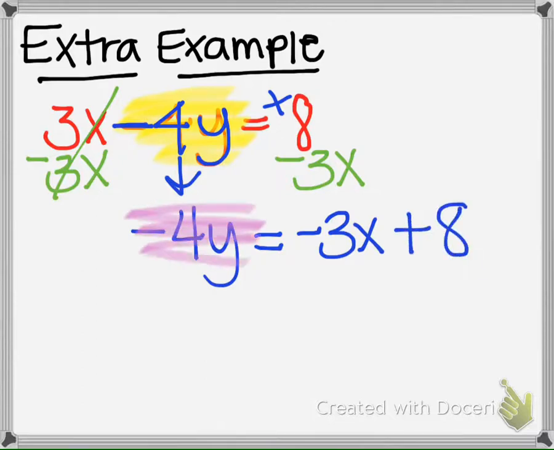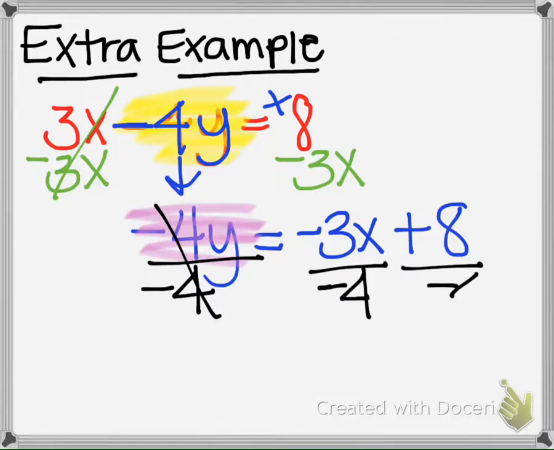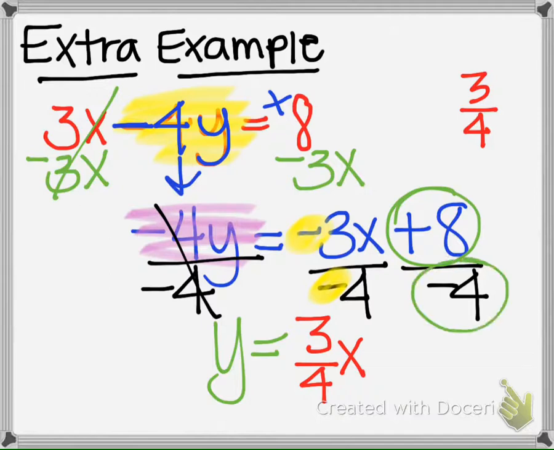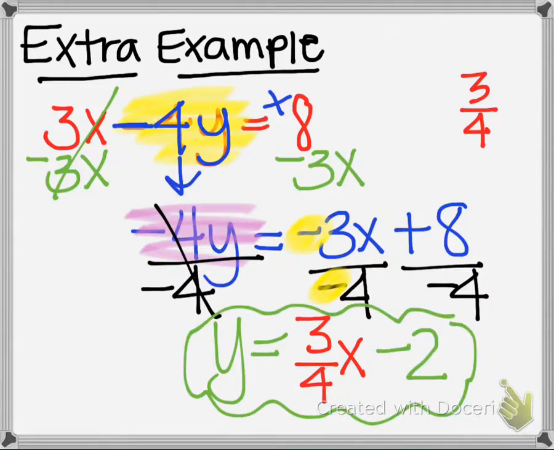And our goal is to get this by itself, so the very last step here is we're going to divide everything by a -4. So here we have a negative divided by a negative, which is a positive, and 3/4 is a decimal if we divide it, so we're going to leave it as 3/4 because it's simplified. And then here we're going to have a positive 8 divided by a -4, and positive 8 divided by a -4 is -2.